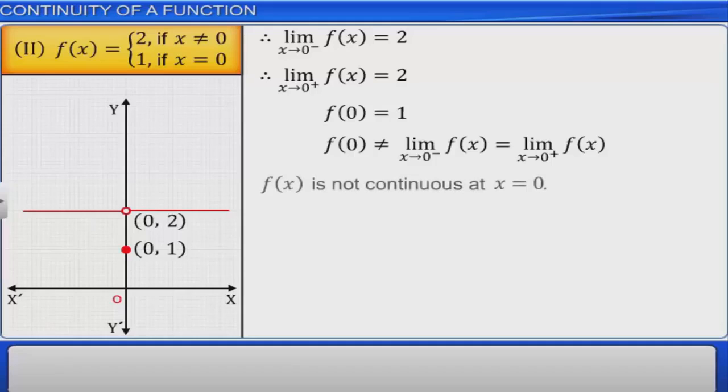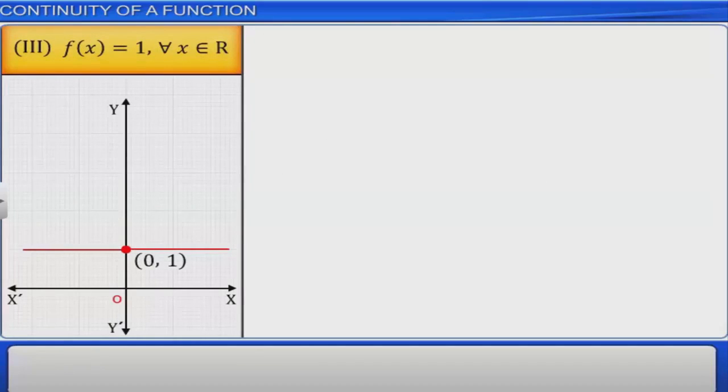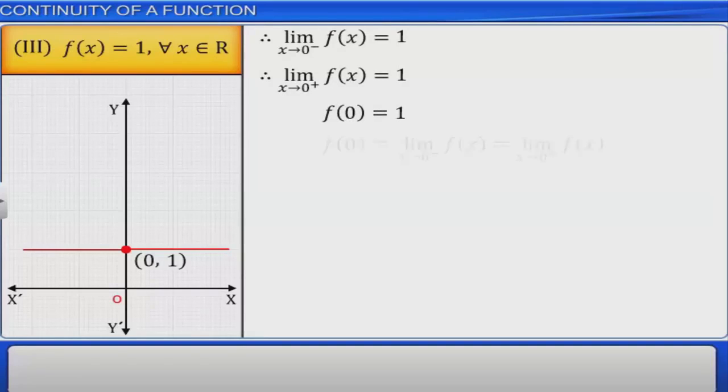Now observe the third graph. In this graph, the left-hand limit, the right-hand limit, and the value of the function at x is equal to 0 are all equal to 1. Hence we can say that function f is a continuous function at the point 0. Let's phrase the definition of continuity.